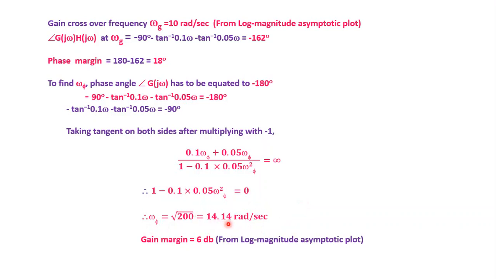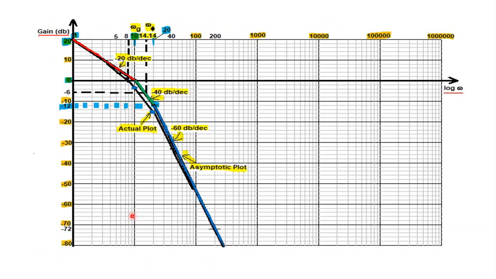So in the Nyquist, what we have seen at phase crossover frequency, that is where it cuts the negative real axis, that is the Nyquist plot, where it intersects the negative real axis, there you find out the gain, small a, and reciprocate it. That is okay in the Nyquist. But how to do it in the Bode? So at 14.14 we have to find out the gain.